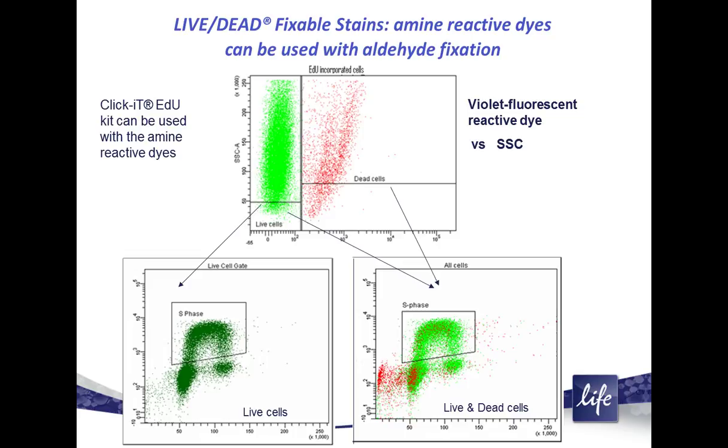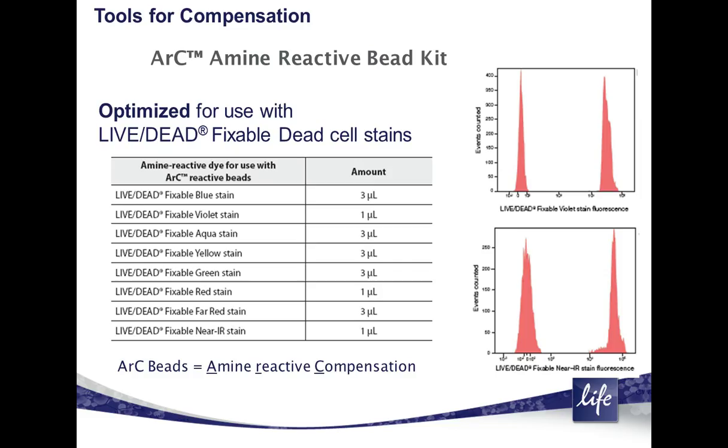So here's an example of the violet fluorescent reactive dye, labeling dead cells before the fix and perm procedure, which is part of the Click-iT EdU direct S-phase measurement. Once again, the identification of dead cells gives us the ability to eliminate them from the analysis. And you can see here the dead cells are colored red. And if you can gate them out, then they are excluded from your analysis.